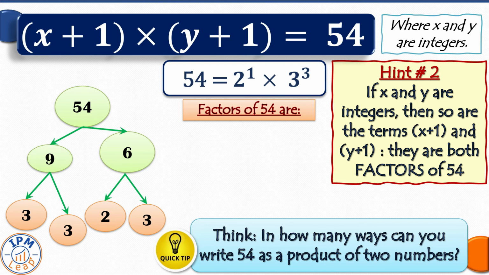This helps us write down the factors. Always remember the smallest factor. It is 1 for any number. 54 can be written as 1 into 54. Both of these numbers are factors of 54.